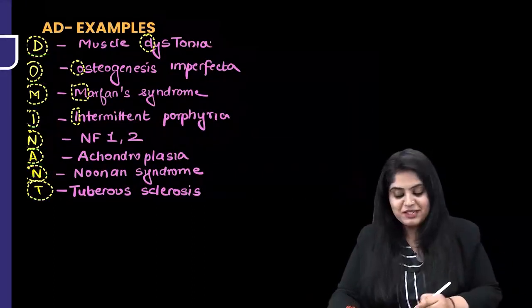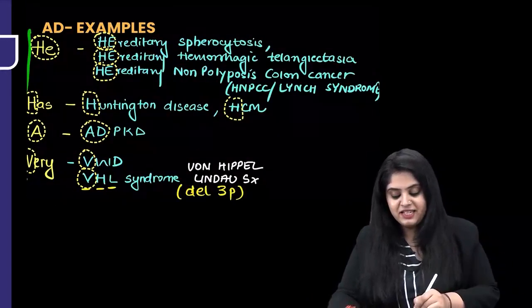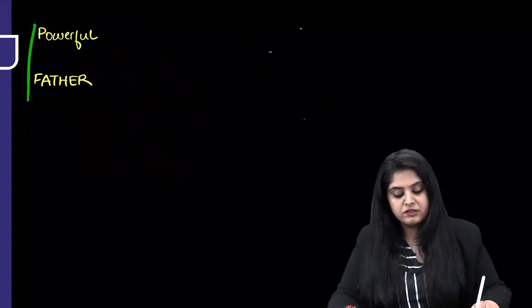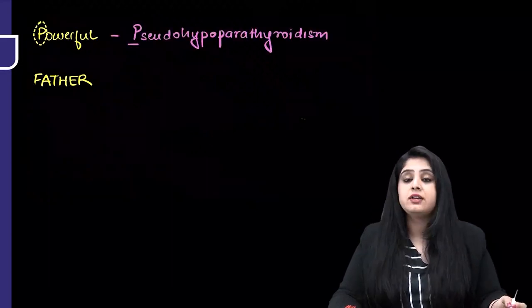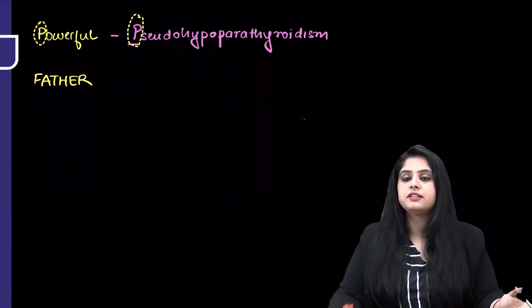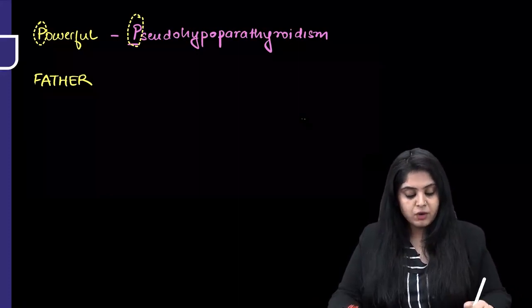Almost the mnemonic is over. So look, he has a very dominant and powerful father. Done. What is powerful father? Remember, P stands for pseudohypoparathyroidism. Pseudohypoparathyroidism. Go to the main videos. I have discussed this under endocrinology also. Pseudohypoparathyroidism. And he has a very dominant father.